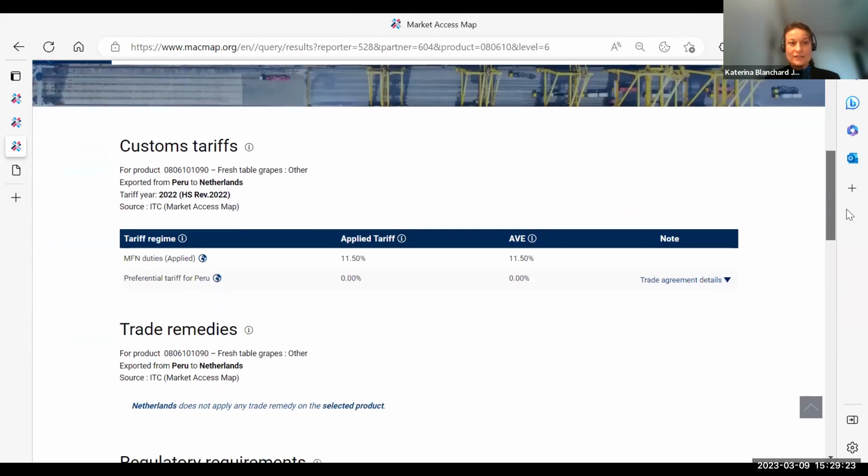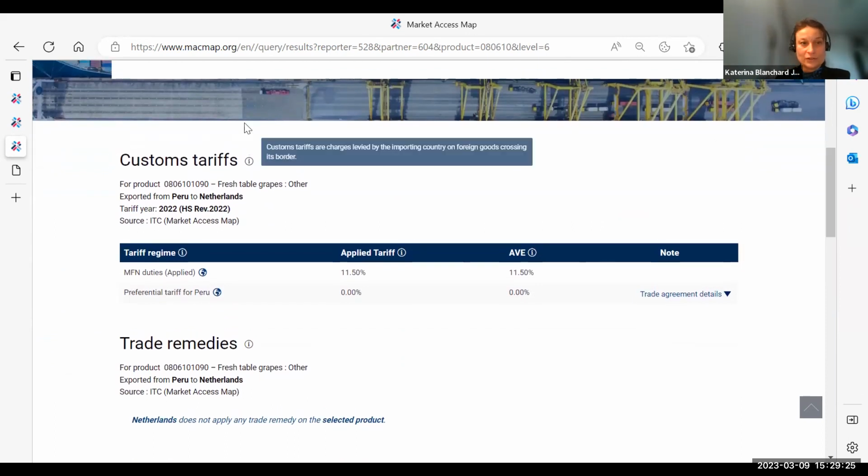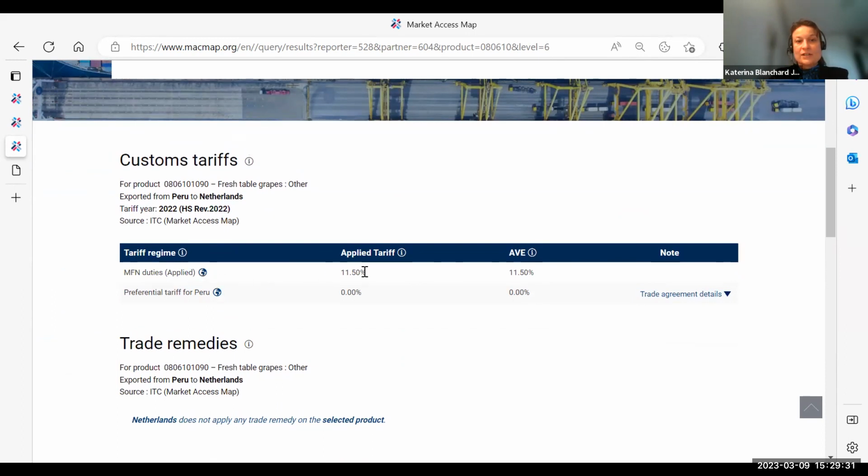We immediately see the information about the customs tariffs. We see the MFN duties. The applied duty is 11.5%. We don't have to calculate the ad valorem equivalent since this is an ad valorem tariff. And there is the possibility to obtain a preferential treatment. Under some circumstances, the preferential tariff for imports from Peru would be 0%. We will need to learn more about the related trade agreement.